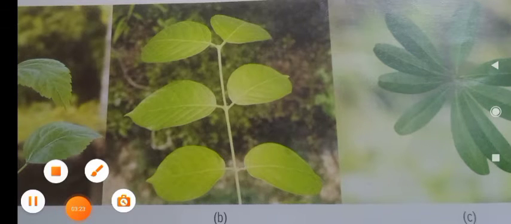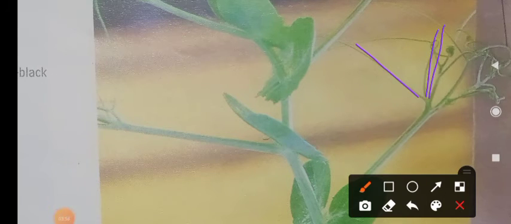Okay, children. Now we are going to discuss the modification of leaves. In some plants the leaves are modified for peculiar functions, such as to provide support. Look at this. This is the leaf tendril of a pea plant. The leaves are modified into tendrils to climb up and get support. Tendrils are small, tiny organs, but these organs are nothing but leaves, modified in order to gain support.